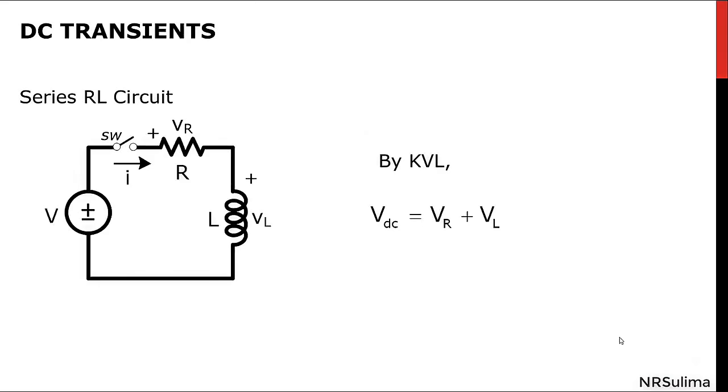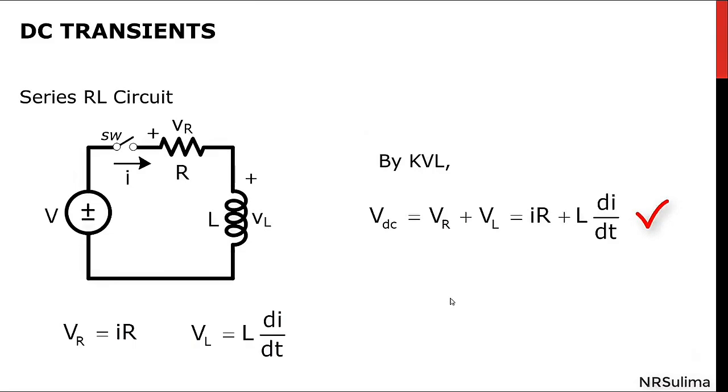By KVL, we can see that the voltage supplied is equal to the sum of the voltage drops across the resistor and inductor. Expressing this voltage drop as a function of time, we know the voltage across the resistor is equal to the product of the current flowing through it multiplied by its resistance, while the voltage across the inductor is equivalent to the product of its inductance and the rate of change of current with respect to time. The equation becomes V_DC equals iR plus L di over dt.